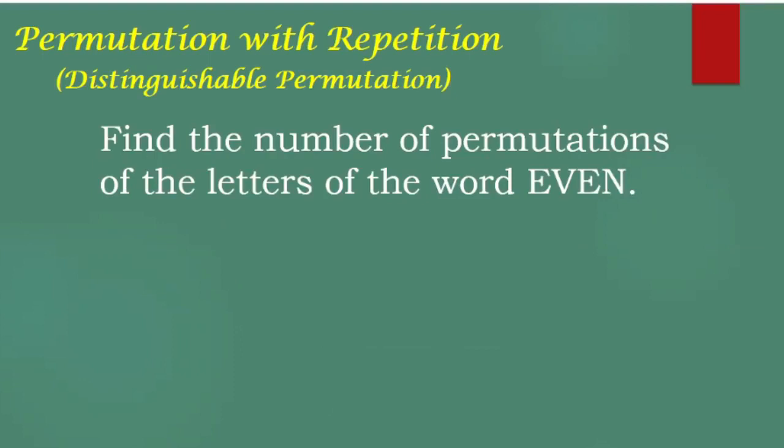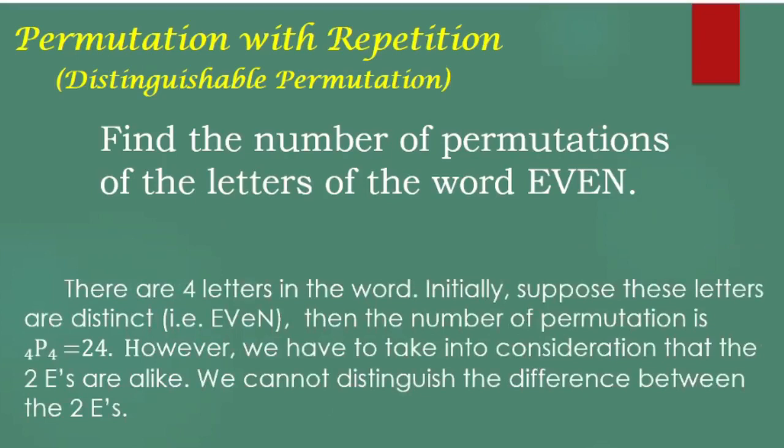Find the number of permutations of the letters of the word EVEN. As you can see from the word EVEN, there are 4 letters in the word. Suppose that these letters are distinct, then the number of permutations is 4 factorial equals 24. However, we have to take into consideration that the two Es are alike, meaning the two Es are the same. We cannot distinguish the difference between the two Es because they are the same.